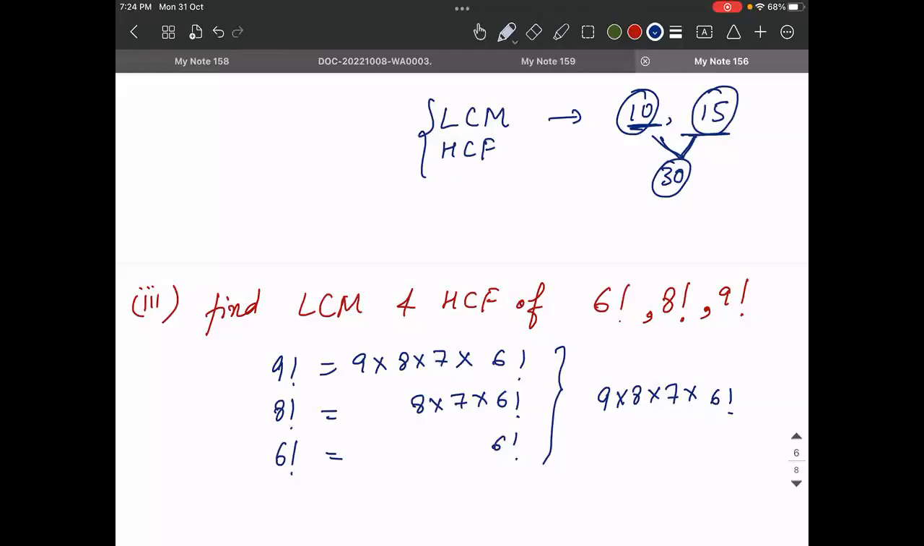You don't know how to find LCM and HCF. Okay, let's write down the multiples. 10 is 2 into 5, right? Yes. 15 is 3 into 5. What is HCF? Highest common factor. Which one is the highest common factor here? 5. How did you say 10? You also said 10?